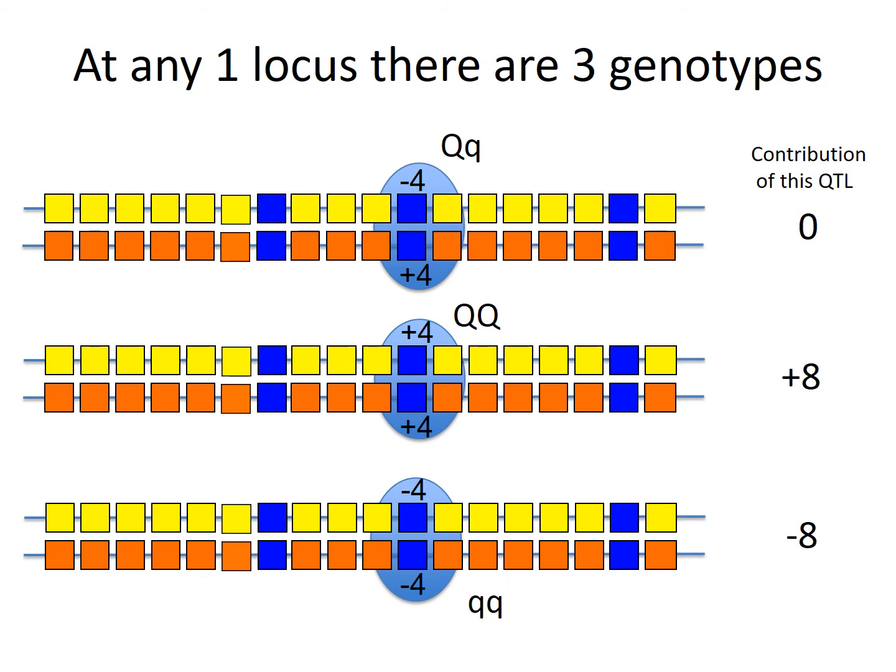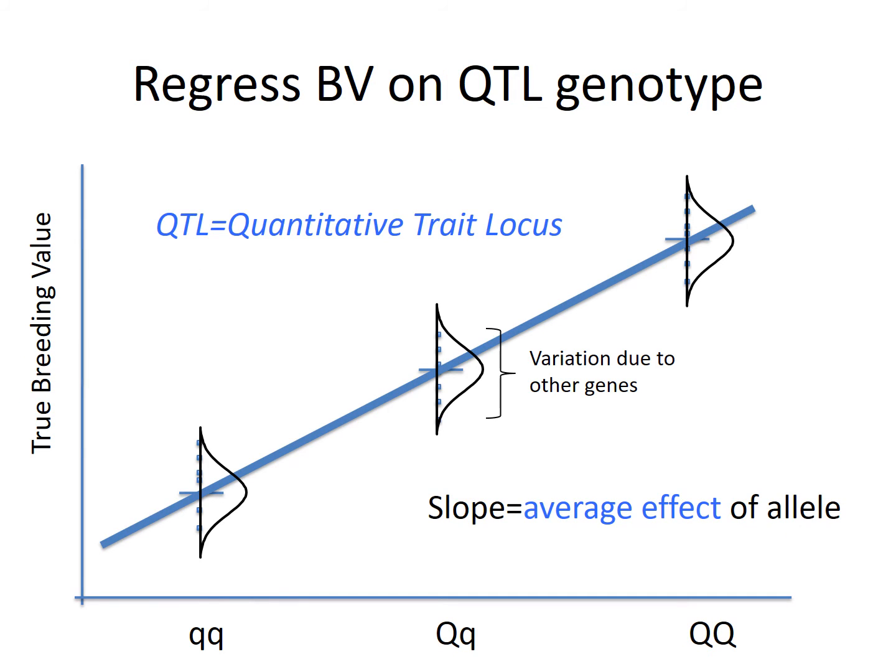The heterozygous animal would be average. The big Q animal would be plus 8 relative to average, and the minus 4 animal would be minus 8 relative to average. So what we would like to know is where all these genes are that influence performance and what the value of those alleles are. And the way we might determine that is using a technique known as regression.